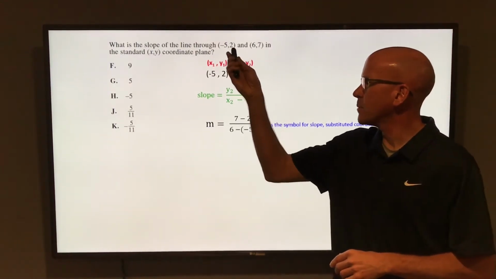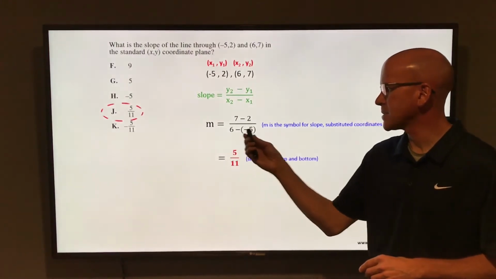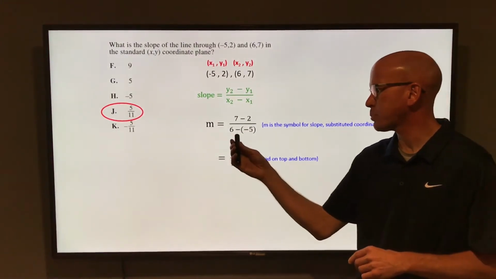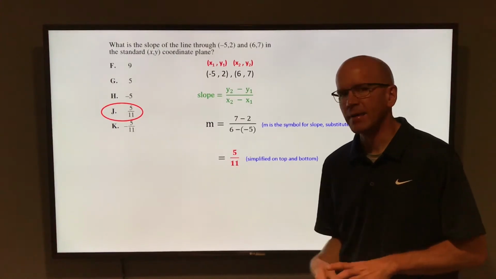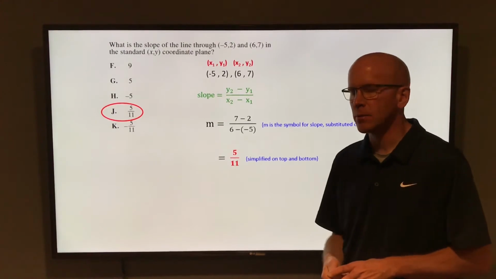So again, we're taking 7 minus 2 over 6 minus a negative 5. 7 minus 2 is 5. 6 minus a negative 5, watch your signs. It's going to be 6 plus 5, which is 11. So 5 over 11 is the slope. That means that line rises 5 for every 11 that it runs to the right.